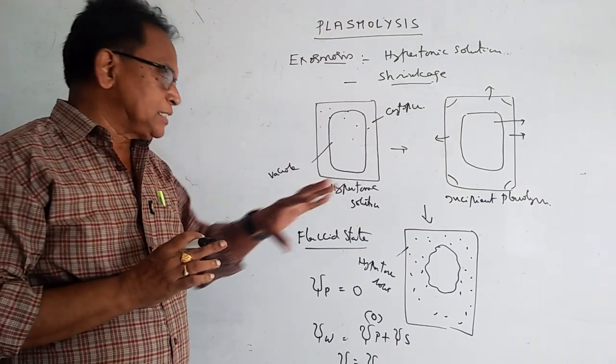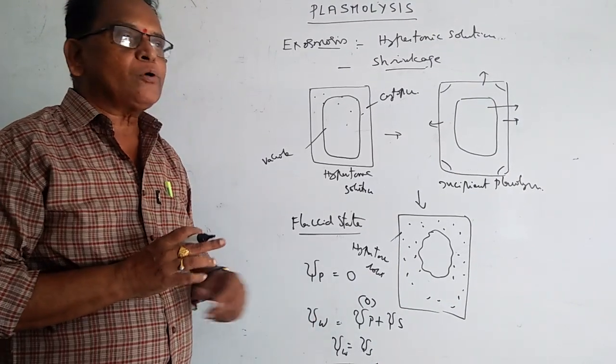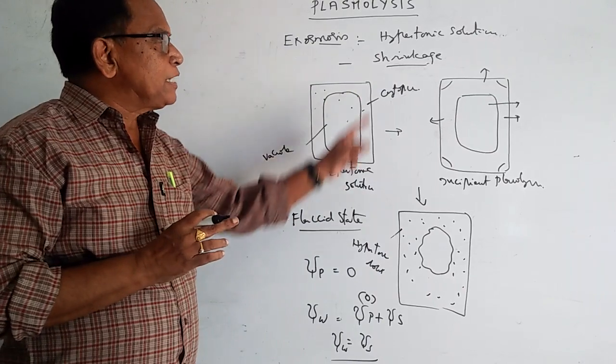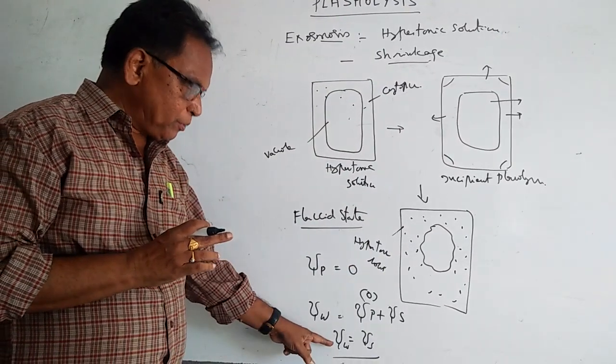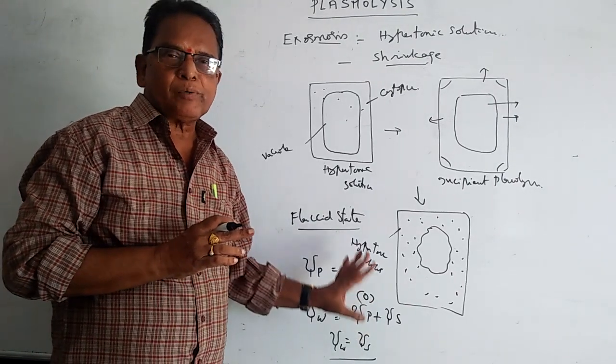When plasmolysis takes place, the pressure potential of the cell becomes zero, and that cell is said to be in a flaccid state. During this plasmolysis condition, the water potential of the cell becomes equal to its solute potential.